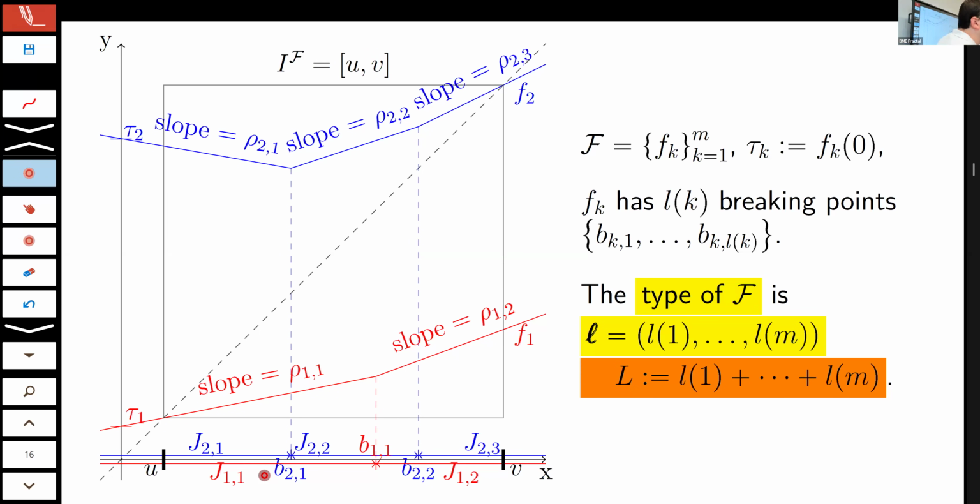Excuse me, just let me make a remark. You see that generally on this picture the images are disjoint, but we do not assume disjointness.